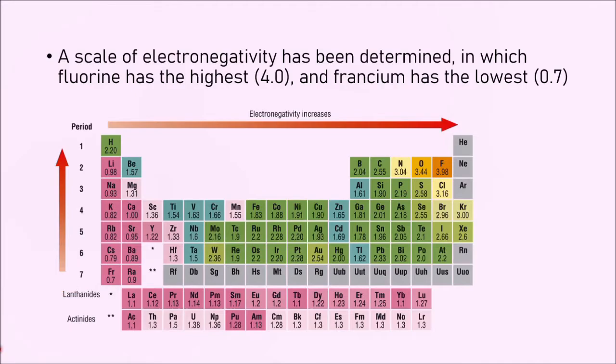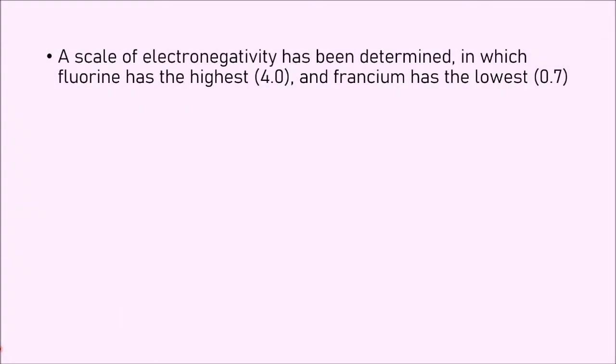Now, as you can see on the periodic table, we have all the values of electronegativity. However, for A level, we of course don't need to know them. We only need to be familiar with the trends. So if I remove the periodic table now, can you tell me which atom out of magnesium and boron will have the higher electronegativity?